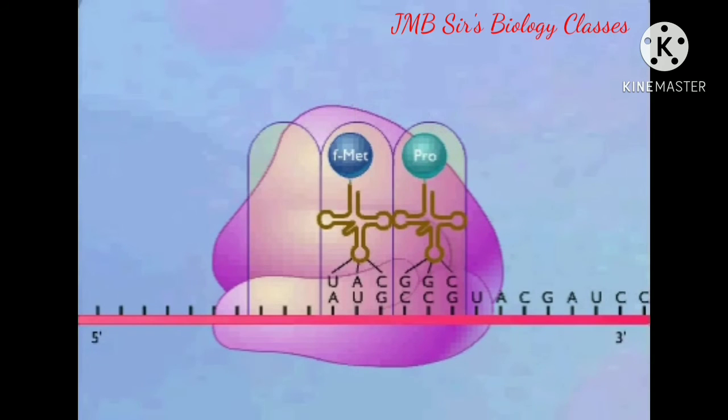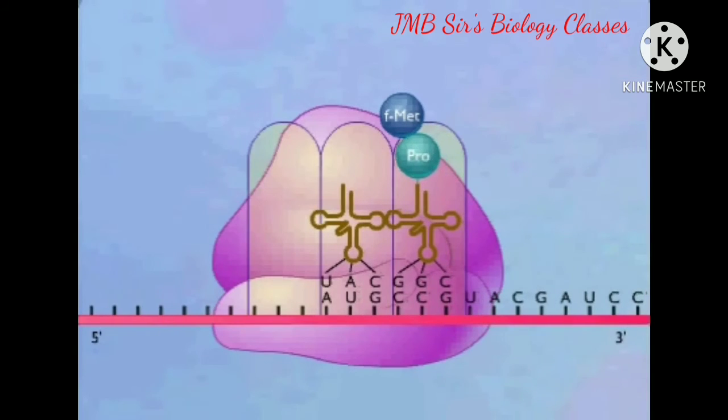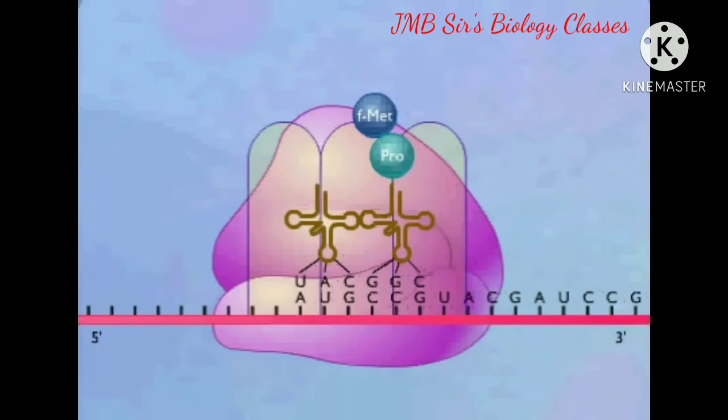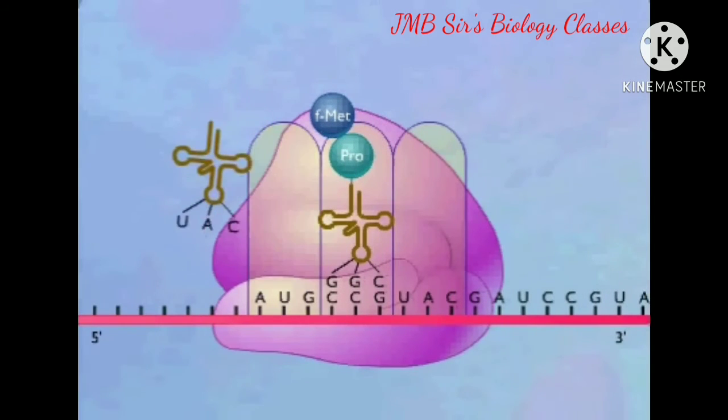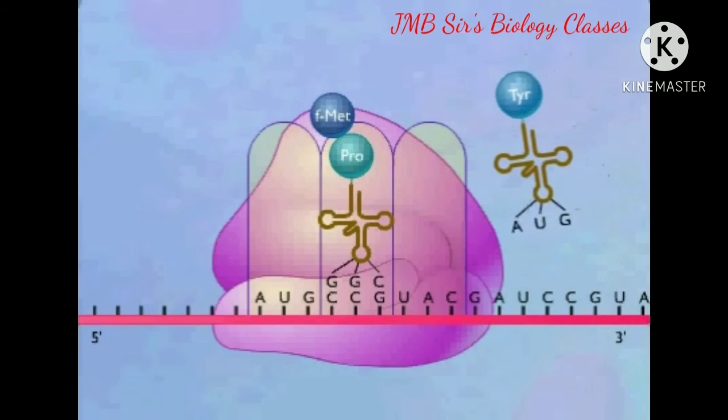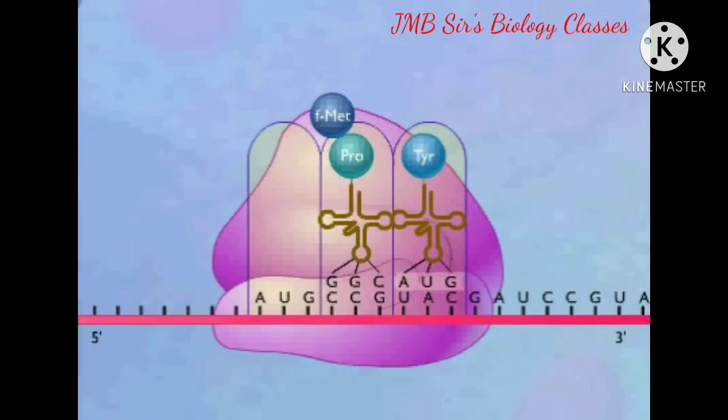The formyl methionine carried by the transfer RNA in the P site is then joined to the amino acid carried by the transfer RNA that just entered the A site by a peptide bond. The ribosome now advances a distance of 1 codon, and the transfer RNA that carried the formyl methionine is released at the E site. A transfer RNA carrying the next amino acid now moves into the A site, where the anticodon on the transfer RNA matches the codon on the messenger RNA.